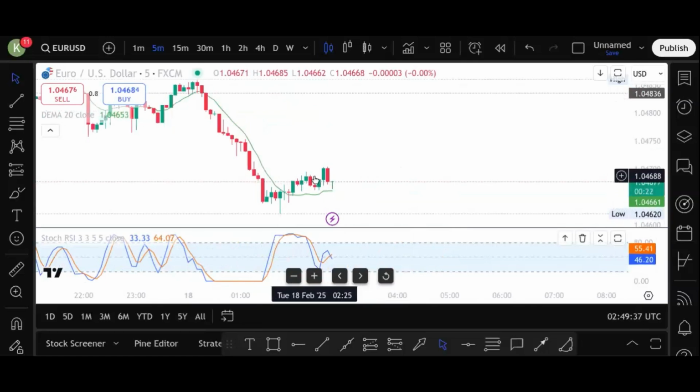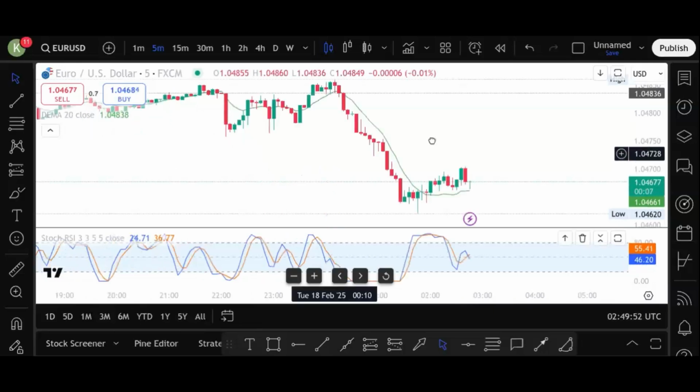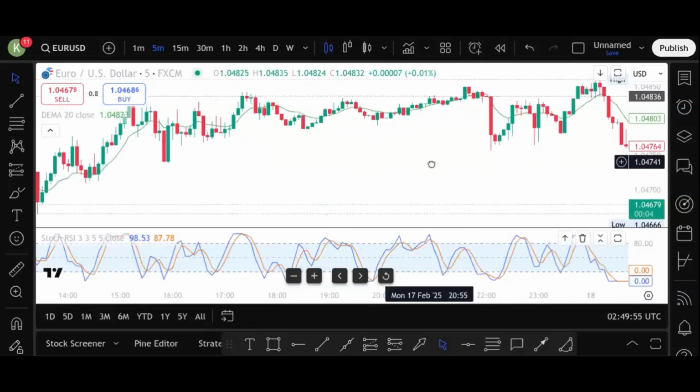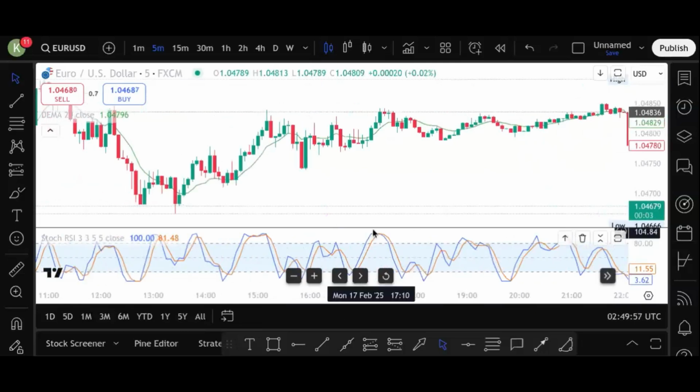So for those who are scalping, consider using those settings: 3, 3, 5, 5 for your stochastic RSI. I tend to find that it gives you a lot more precision as a scalper. I can also scale down to the 1 minute time frame. We're going across and we're seeing where it gives these indications.